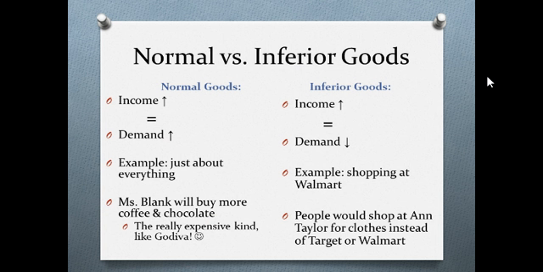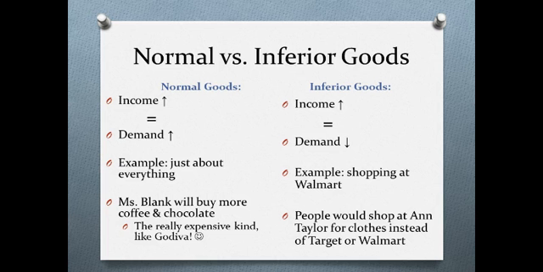All right, normal versus inferior goods. A normal good is a good that you'd prefer to get when you can. So, for example, my normal good would be Dunkin' Donuts coffee, hazelnut, by the way. If income goes up, demand will go up. Just about everything is an example of what happens with normal goods. So if your income goes up, you're going to wind up buying more or wanting more and being able to pay for more of that normal good. So I will buy more coffee and chocolate, so I'll buy Godiva and I'll buy Dunkin' Donuts. Good times.